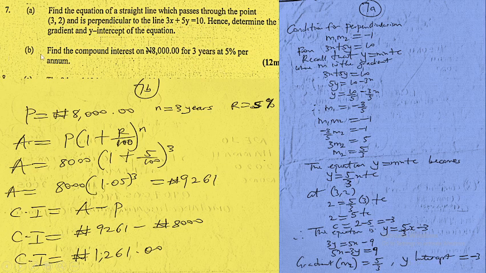So let's move to question number 7b, which is from compound interest. The question is: find the compound interest on 8,000 naira for 3 years at 5% per annum. So we have to compound this amount of money for 3 years at this rate, and find the compound interest. Of course, now we know that we can do this.